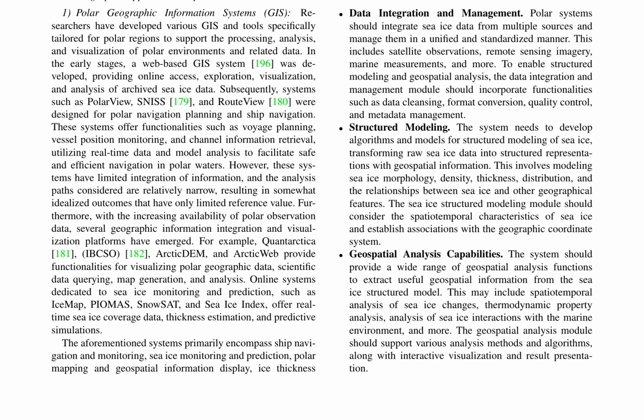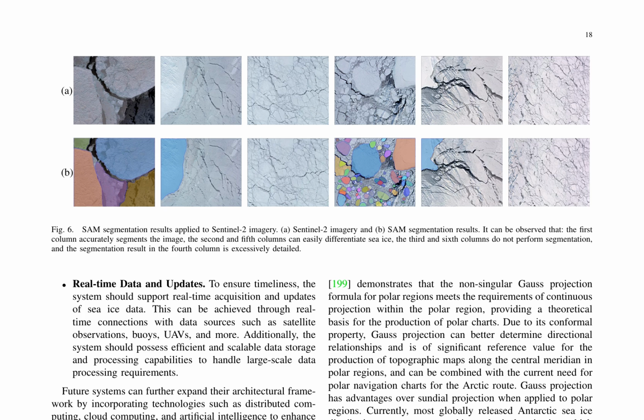This refined approach will significantly enhance the value of polar GIS, providing more accurate and detailed insights into the complex dynamics of sea ice. The authors apply SAM segmentation to Sentinel-2 imagery, showcasing the varying performance of different columns in accurately segmenting sea ice. To facilitate real-time acquisition and updates of sea ice data, the system should leverage distributed computing, cloud computing, and artificial intelligence to enhance performance and scalability.